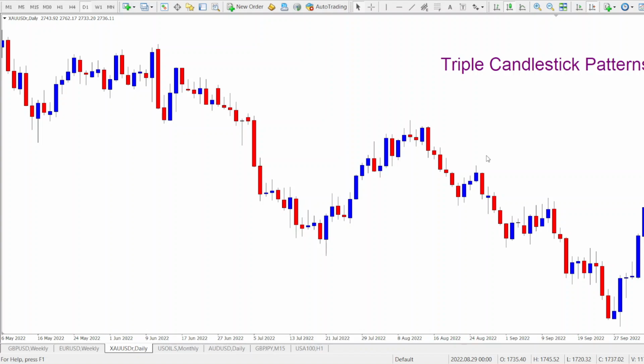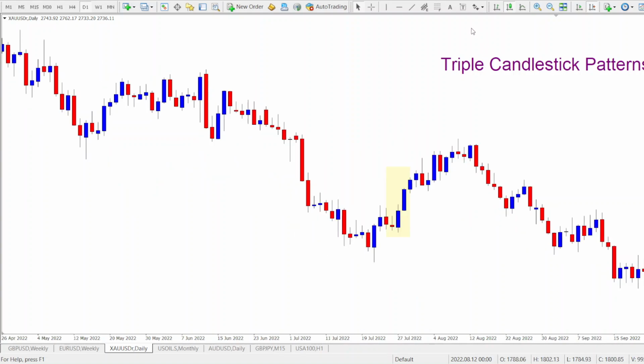Okay, when you see this pattern, it's often a signal that bulls are taking control. Now we can see that 3 white crows pattern formed here. We can see it formed here. Remember that 3 white crows happens in a downtrend, and we can see that this is a downtrend, right? You can see downtrend indicated by lower highs and lower lows.